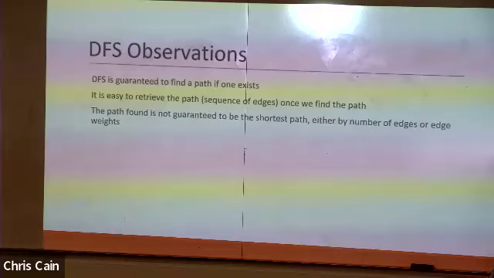One of the downsides, though, is that we find a path, not necessarily the shortest path by any metric, number of edges or edge weights. Depth first search is just looking for a way to get there. It could decide that the best way to go from Spokane to Seattle is through New York City, and that's because depth first search went east first.